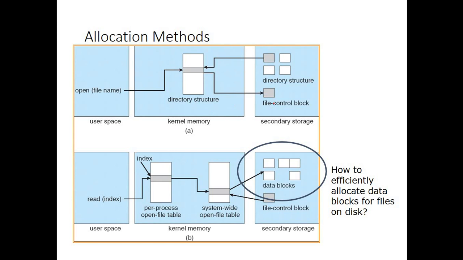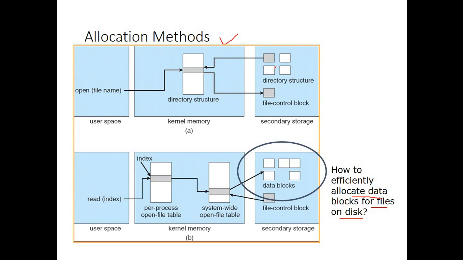Next, file allocation methods. File allocation methods deal with how efficiently the data blocks are allocated to the files on the disk. So, allocation of the blocks to the files. So disk is a collection of blocks. A file occupies one or more blocks in the disk depending on its size.